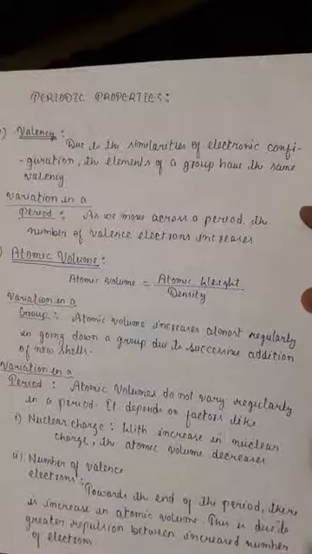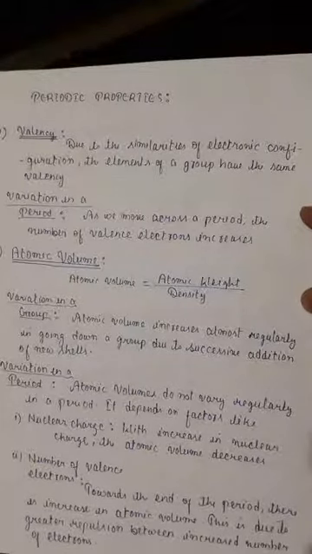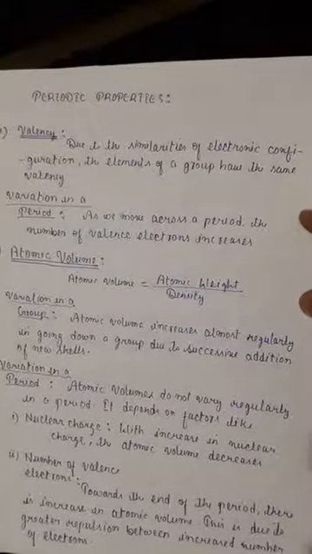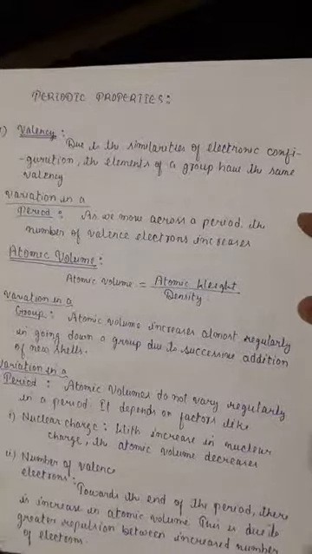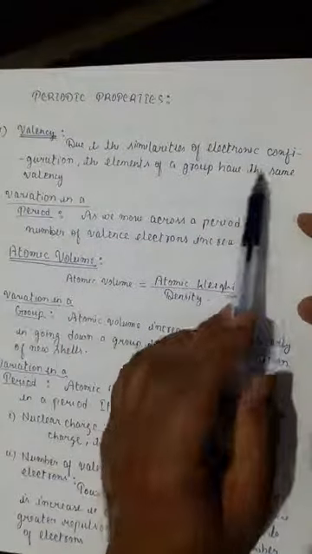And now mostly you can predict the valency after writing the electronic configuration of the element. So in most of the cases, the valency is the number of unpaired electrons, or the number of electrons present in the valence shell of the element. So let's discuss valency in a little more detail now. Due to similarities of electronic configuration, the elements of a group have the same valency.